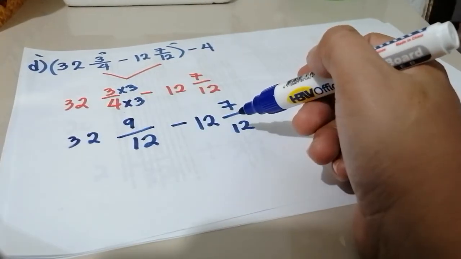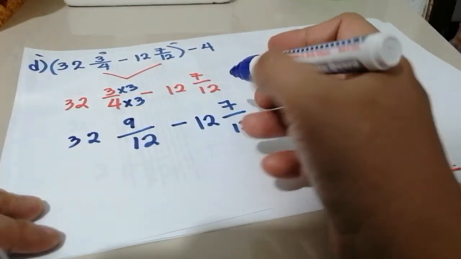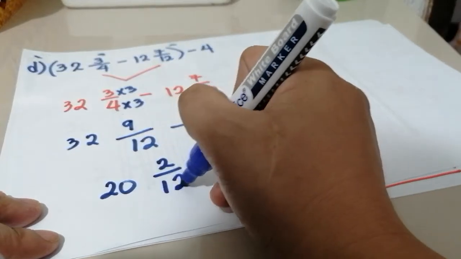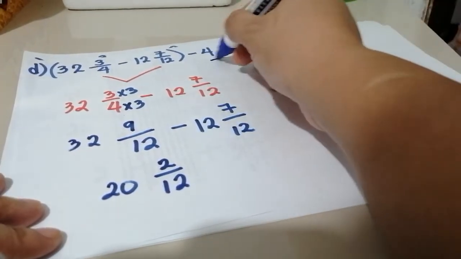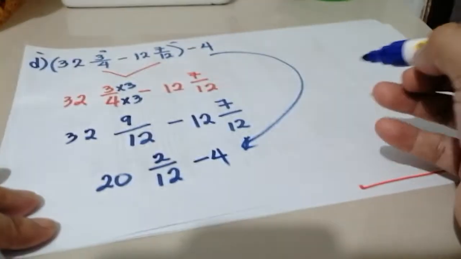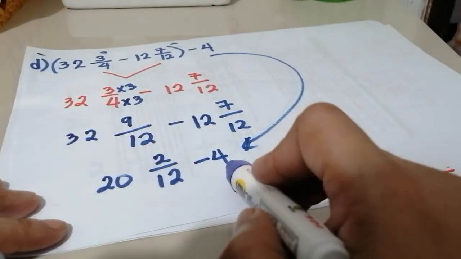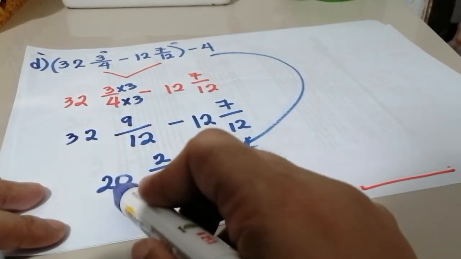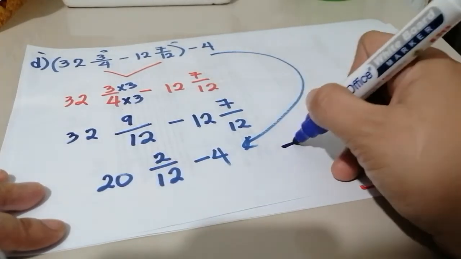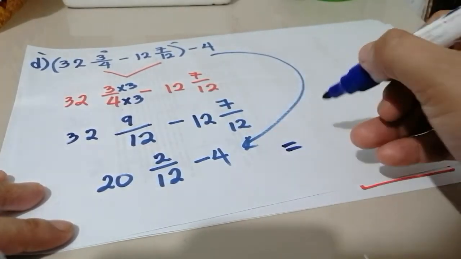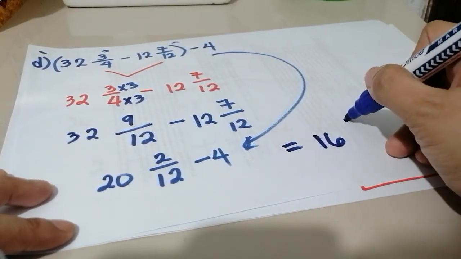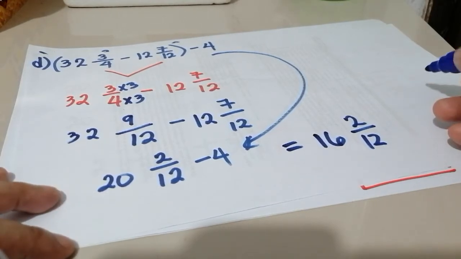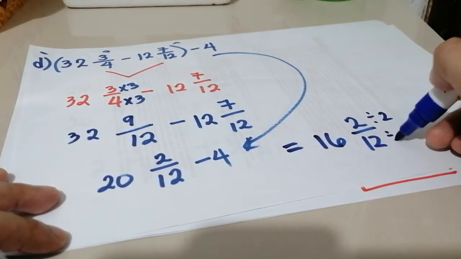Now, we're now ready to subtract. So, 32 minus 12 will be 20. 9 minus 7 will be 2 over 12. Okay? So, minus yung 4 dito, minus 4. So, take note, yung 4 dito is just a whole number. So, since whole number lang siya, isusubtract lang natin yung 4 doon sa whole number ng fraction na to. So, that will be 20 minus 4 is 16, 16 and 2 over 12. But 2 over 12 here is not simplified because we can divide this by 2.